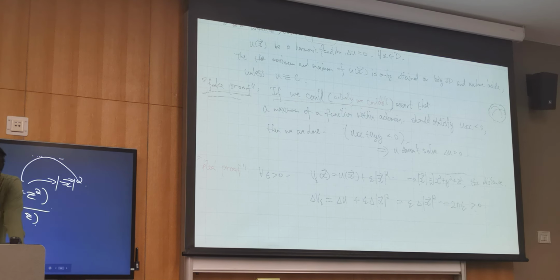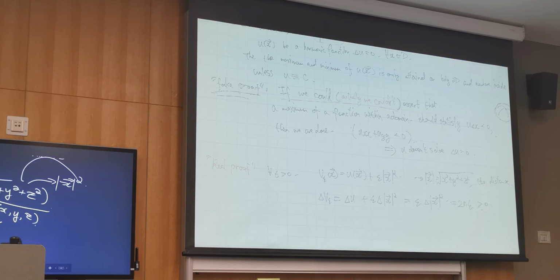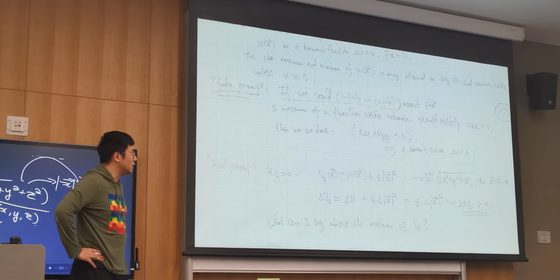So now let's assume. Sorry about that. So this is strictly larger than 0. And now what can I say about the maximum? What can I say about the maximum of v epsilon?